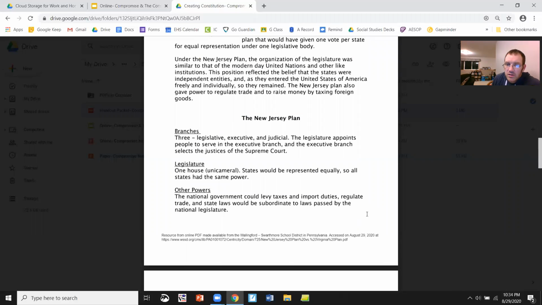Branches: 3 branches, legislative, executive, and judicial. The legislative appoints people to serve in the executive branch, and the executive branch selects the justices of the Supreme Court. So it actually takes a lot of those ideas from the New Jersey plan, which is interesting. Legislature: 1 house, unicameral. States will be represented equally, so all states have the same power. So there's only 1 house there. The national government could levy taxes and import duties, regulate trade, and state laws would be subordinate to laws passed by the national legislature. And so the states have to follow the laws set forth by the national government.